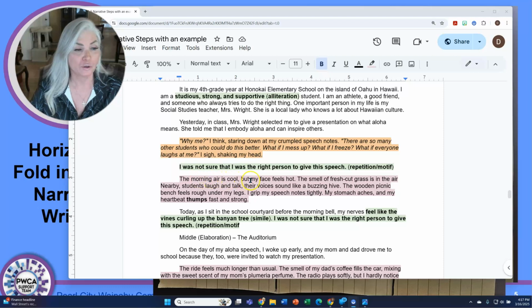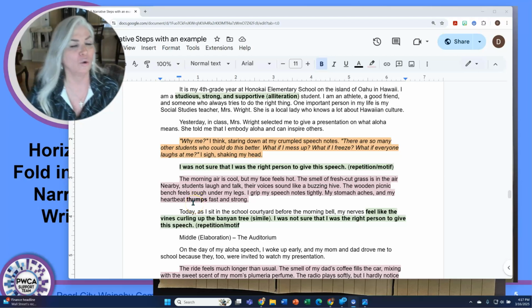The morning air is cool, but my face feels hot. The smell of fresh cut grass is in the air. Nearby, students laugh and talk. Their voices sound like a buzzing hive. The wooden picnic bench feels rough under my legs. I grip my speech notes tightly. My stomach aches and my heartbeat thumps fast and strong. So we're just describing that whole scene.